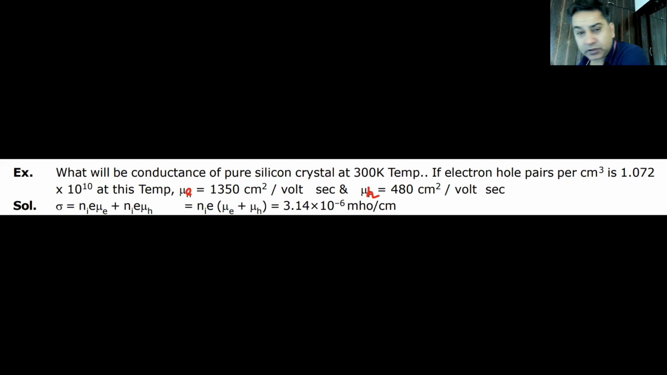Well, how to do it? It's very simple. I have to put the formula for conductivity. Do we remember this formula for conductivity? Yes, sir. Number concentration of electrons into charge of the electron multiplied by the mobility of electron. Plus concentration of holes multiplied by charge multiplied by mobility. Do we understand this? Yes, sir.